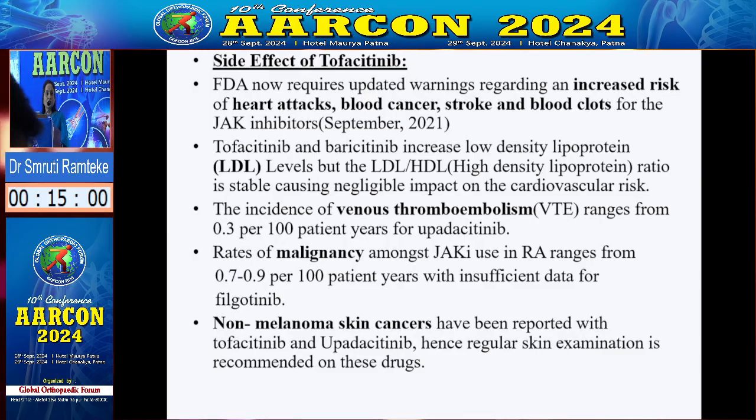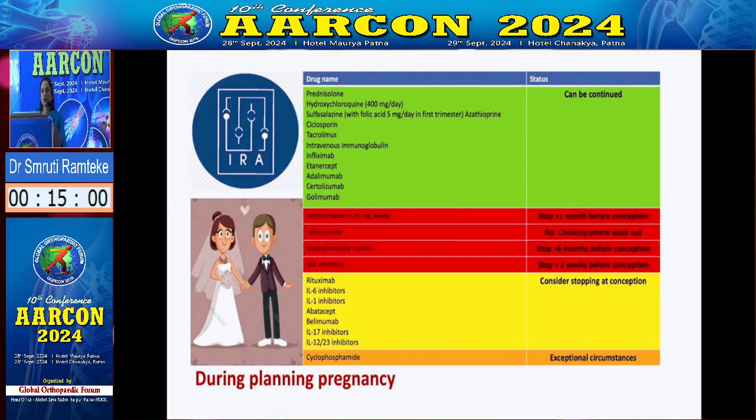The incidence of venous thromboembolism ranges from 0.3 to per 100 patient years for upadacitinib. Rate of malignancy among JAK inhibitors is 0.7 to 0.9, and non-melanoma skin cancers have been reported with tofacitinib. Please do not forget this. Before using anything right and left, we need to be aware that, though there is a 10 years old trial with tofacitinib, still we are not aware completely of what is happening in our population. So we need to be careful. If a patient has a history of pulmonary thromboembolism, please do not start tofacitinib. So the history needs to be asked of these patients.